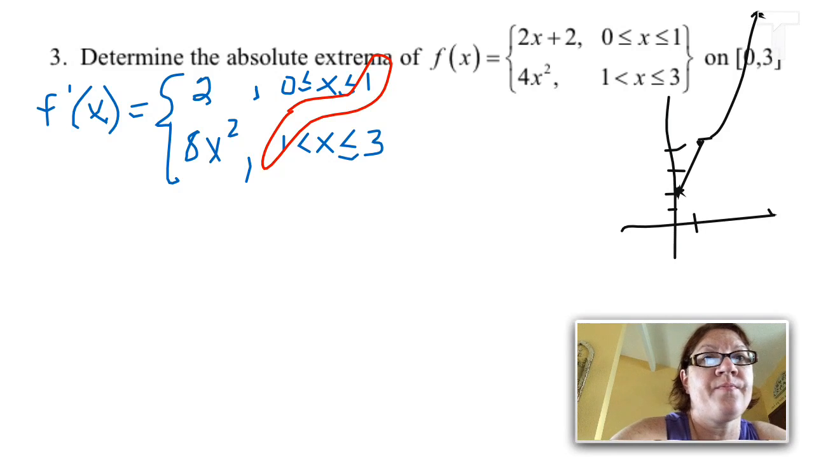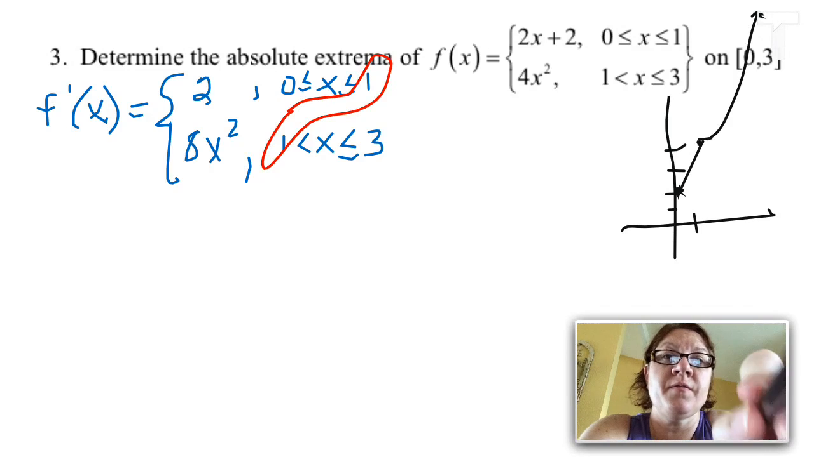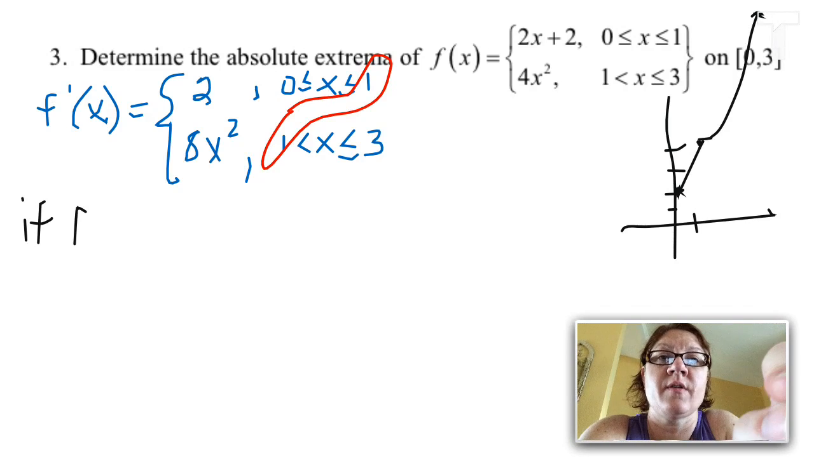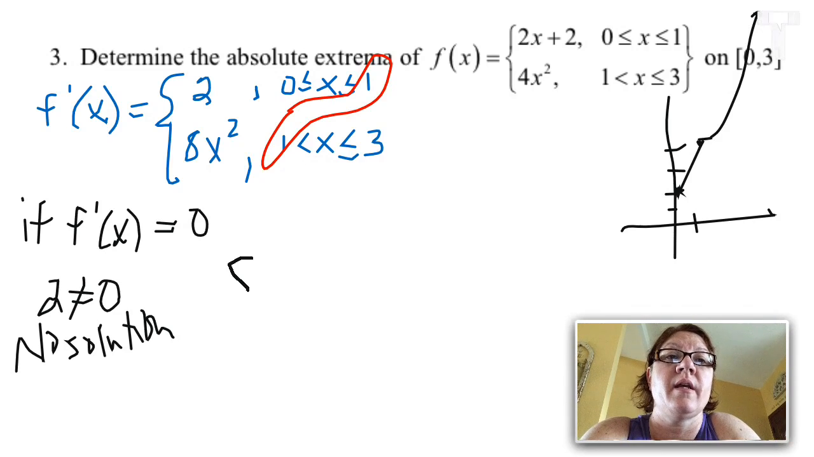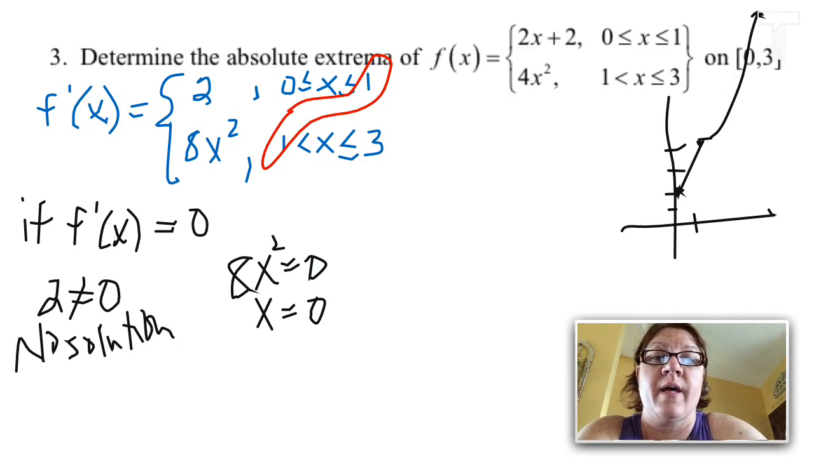over that interval from 0 to 3. Okay, so if my derivative is equal to 0, well, the only piece that I can make equal to 0, 2 doesn't equal 0, so that's a no solution. And then I can set 8x squared equal to 0, and when I solve, I get 0. So there's one critical value.